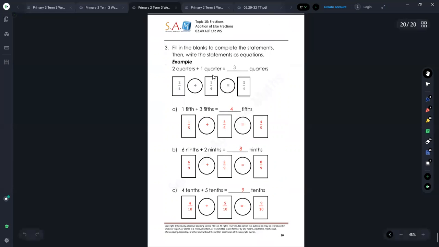Usually if they get it wrong, it's because they don't read the instruction properly. And then perhaps one question on page 20. This is a recap of what it means by 1/5, 3/5, 6 9s, 2 9s. They have to write the numerical fraction down. And that's it.